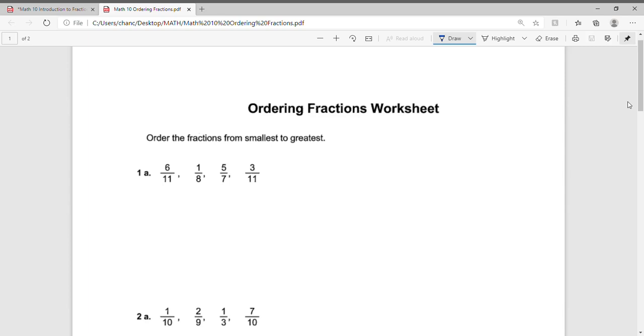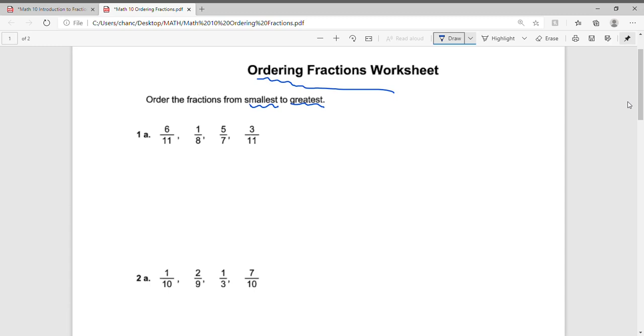In this worksheet, I want to look at ordering fractions from the smallest to the greatest. Now there's several ways to do this, but let's focus on getting these to be equivalent fractions, and that's the previous worksheet. We know how to convert these to equivalent fractions by multiplying the top and bottom by the same number. It's very difficult to see who's the smallest or greatest because the denominators are different. So I want to get a common denominator. I want to find the LCD.